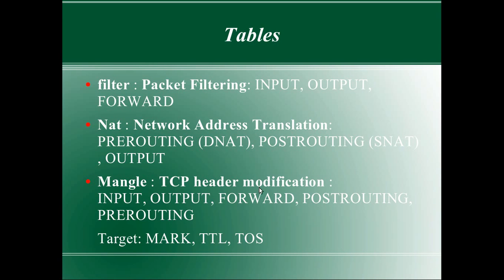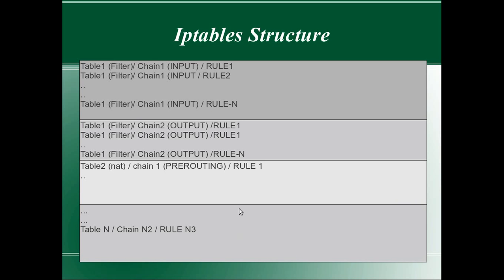Mangle means TCP header modification, and it's present in all of your chains. Basically, the targets which are different for the mangle are, you can mark it and implement traffic shaping on it. You can modify the time to live and type of service.